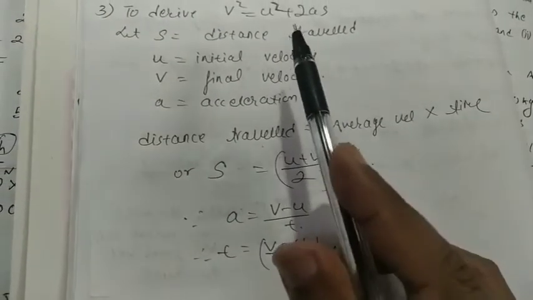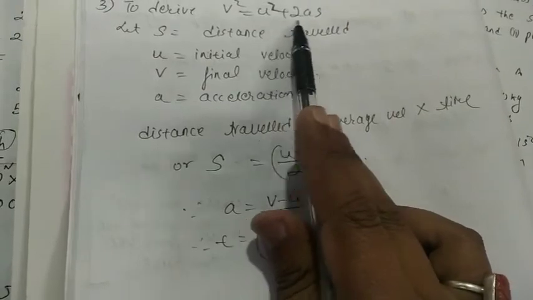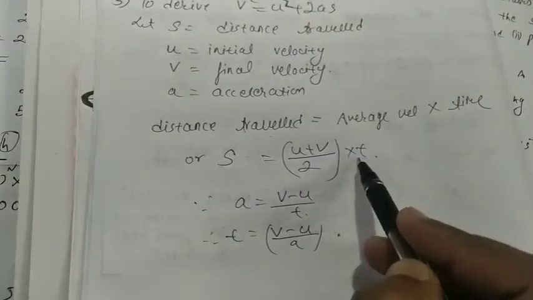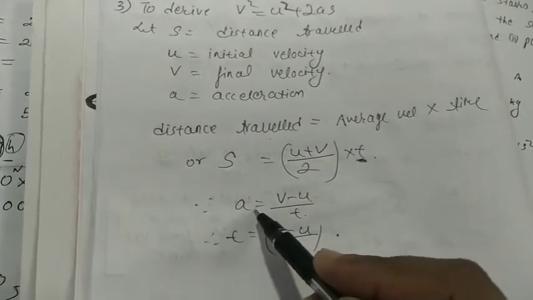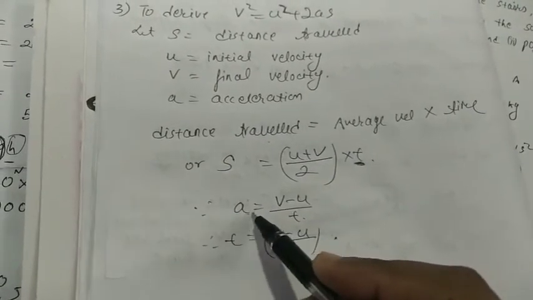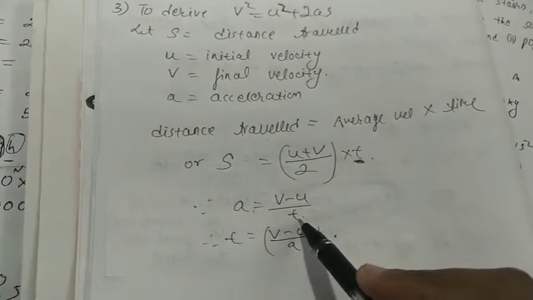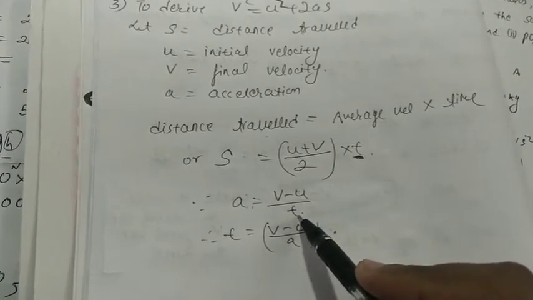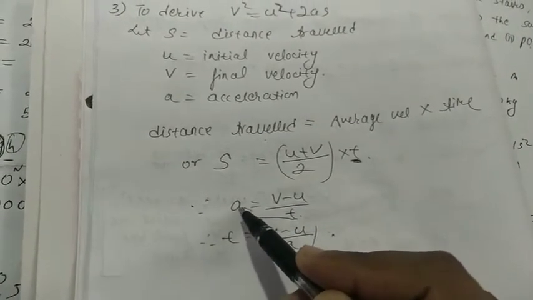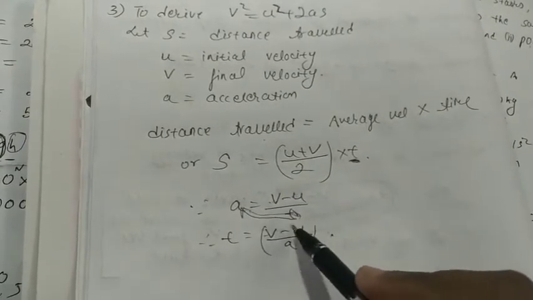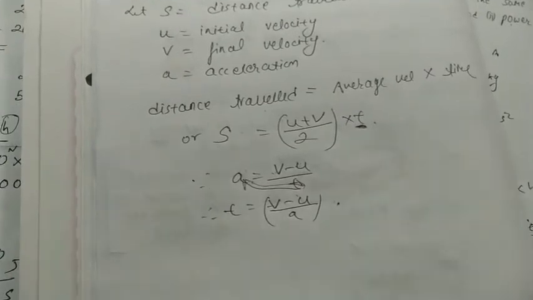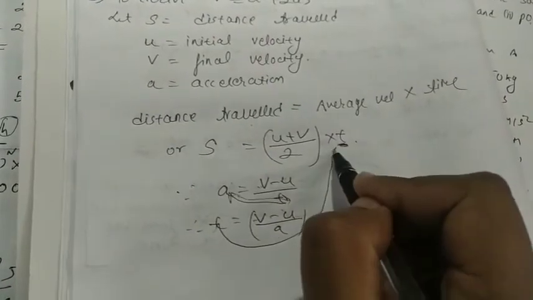Now what we don't have in the equation, we don't have t out here, so we will be replacing this t. How to replace this t? Use this. I've already said a equals v minus u by t. So from here keep t out here, t will become v minus u and this a will come down, v minus u by a. So let's put the value of this t out here.